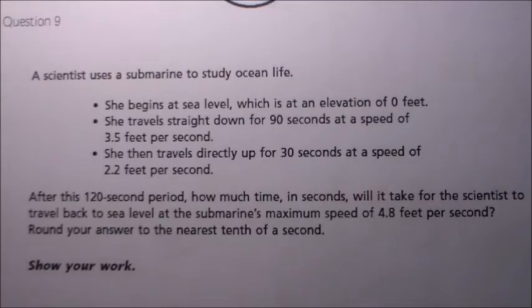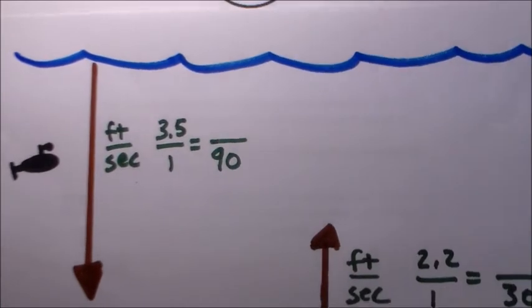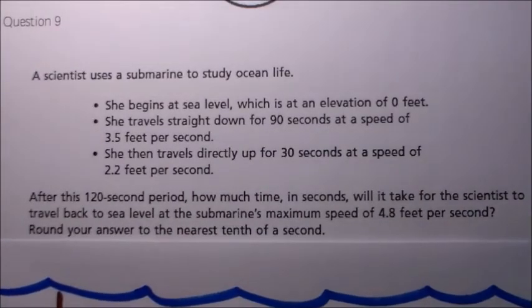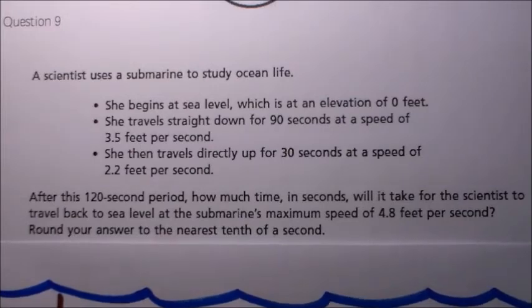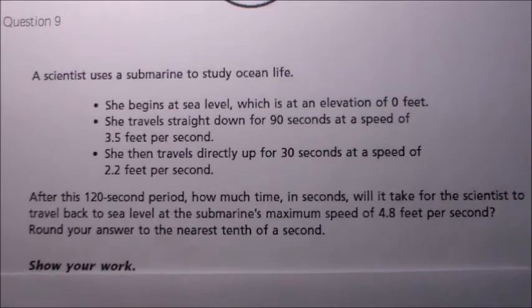Okay, question 9. A scientist uses a submarine to study ocean life. How fascinating. She begins at sea level, which is at an elevation of 0 feet. Okay, well, whenever we have a submarine problem, let's just start drawing it out. So there we go, a little submarine. Starts out at 0. And what do we have? She travels straight down for 90 seconds at a speed of 3.5 feet per second. She then travels directly up for 30 seconds at a speed of 2.2 feet per second.